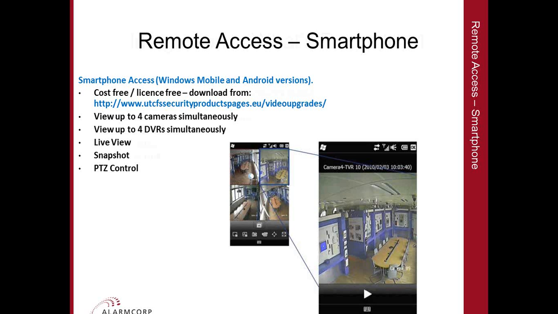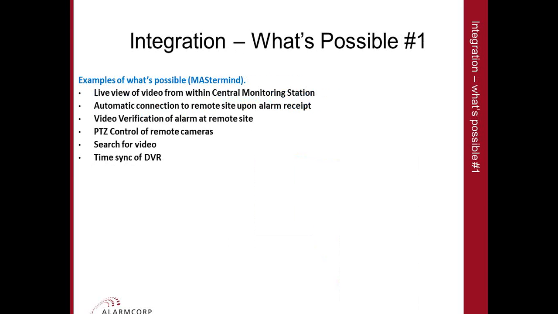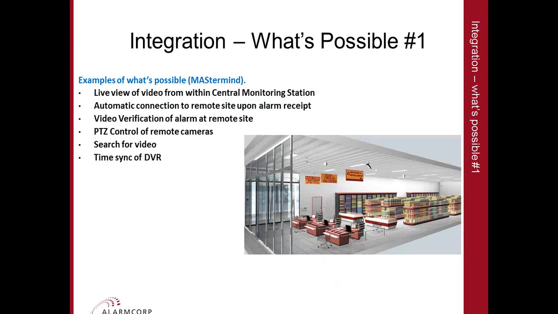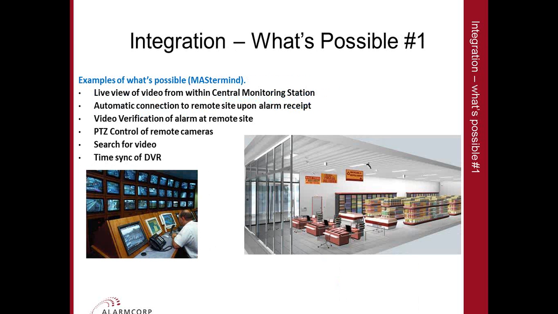Okay. Now let's talk a little bit about what's possible with integration. And in this case, let's talk a little bit about Mastermind. Typically what you want with Mastermind is live view of video from within the central monitoring station. So let's say our remote site in this case happens to be a shop with a warehouse. If there is an alarm that's been triggered at the remote site, whether it's a video motion detection alarm or a hardwired alarm, it is automatically transmitted to the central monitoring station.